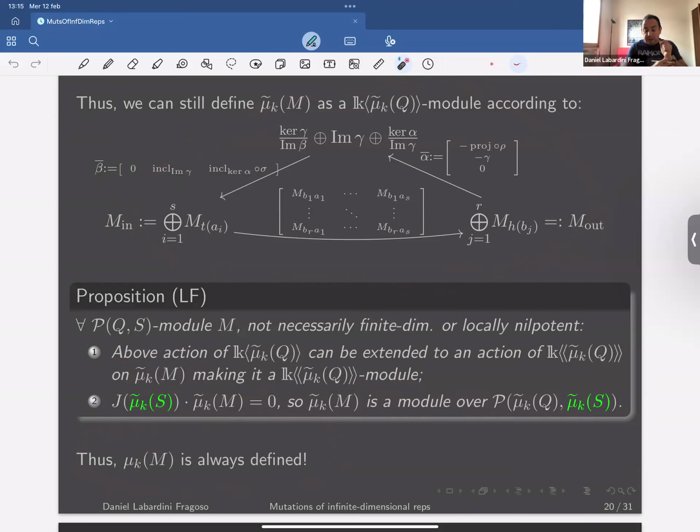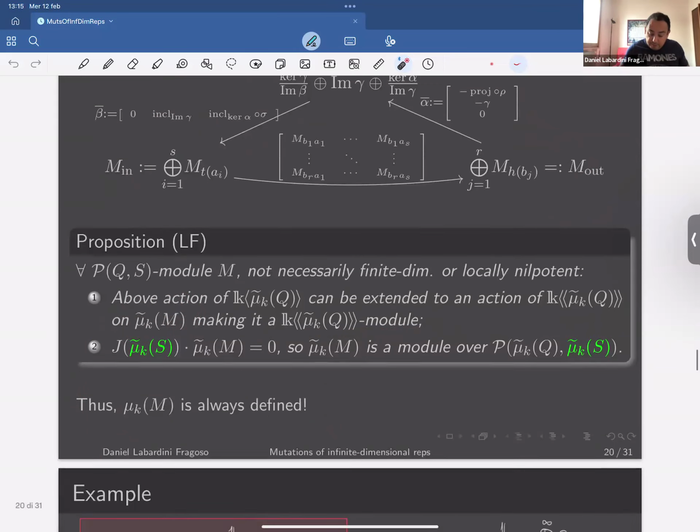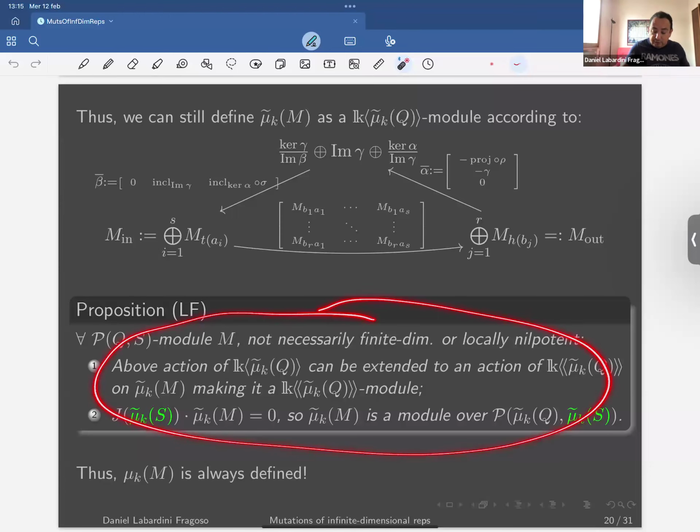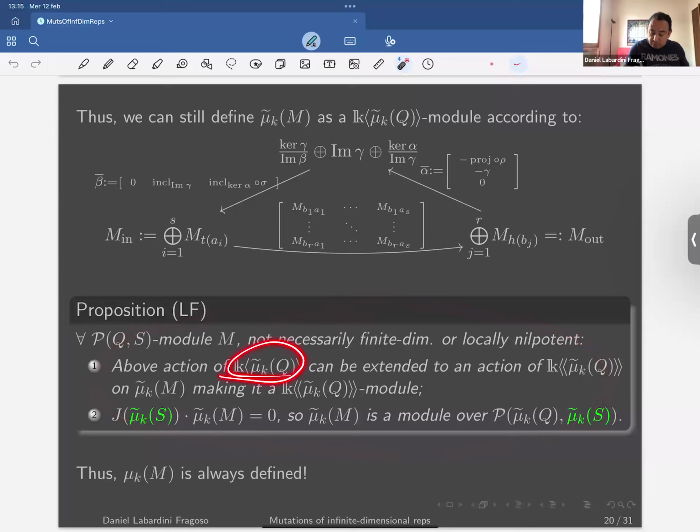Okay, so one can indeed do it, following the same guidelines of Derksen, Weyman, and Zelevinsky. It's just that maybe they didn't notice that if M was infinite dimensional, then this action could be extended to an action of the complete path algebra.